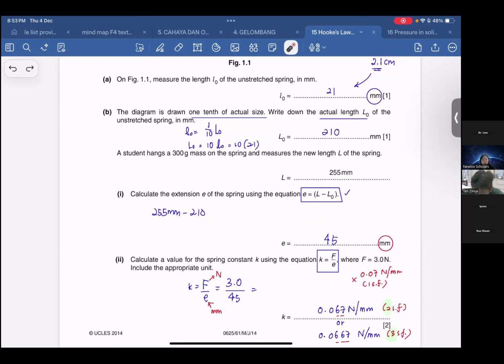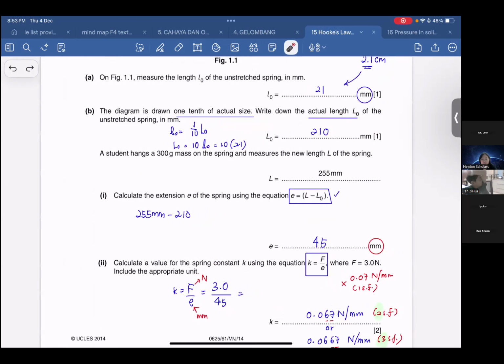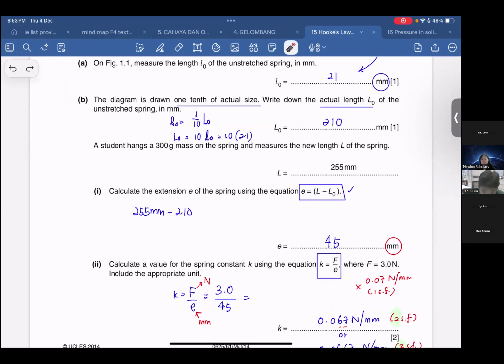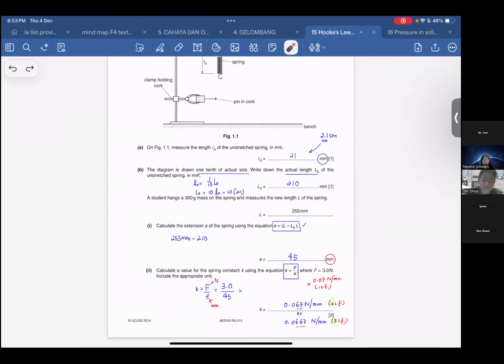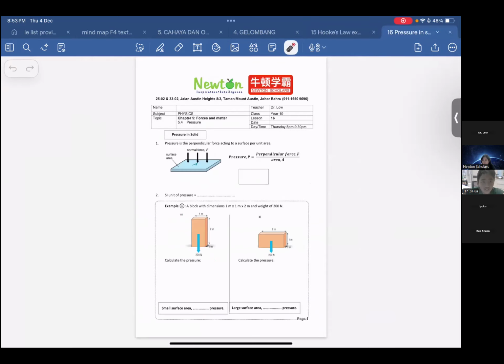Okay, if no question, we are going to lesson number 16, worksheet. Is it okay? Any question you want to ask me about paper 6? No, Angeline, okay? Okay.